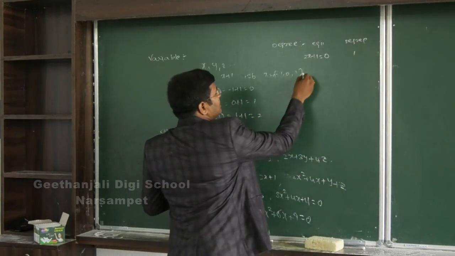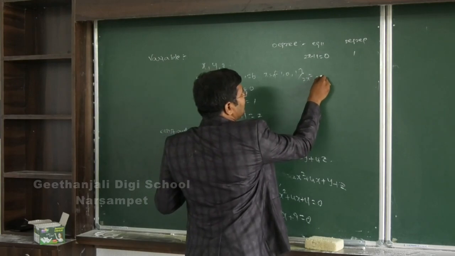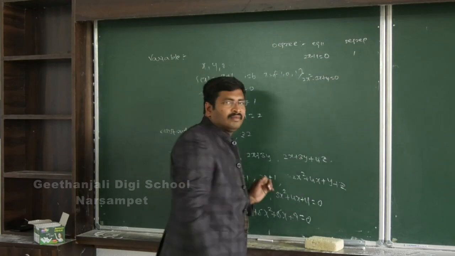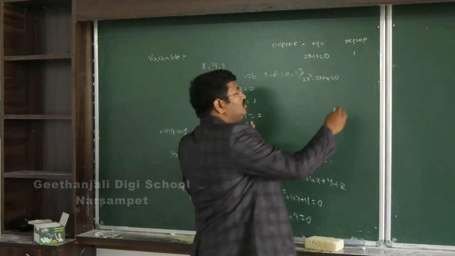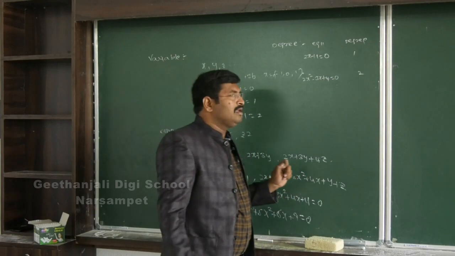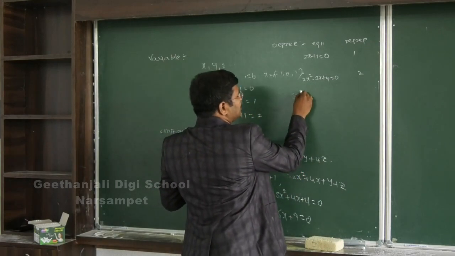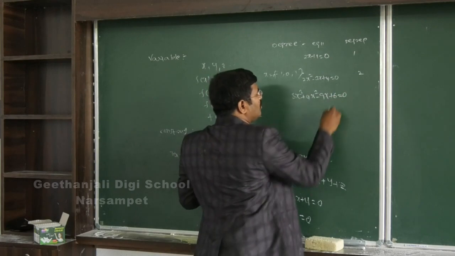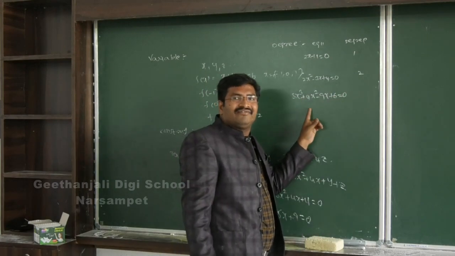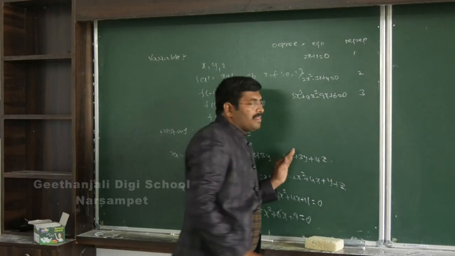Now for another example: 2x square minus 3x plus 4 is equal to 0. The highest degree of this equation is 2. Then one more example: 3x cube plus 4x square minus 9x plus 6 is equal to 0. The highest degree of this equation is 3.